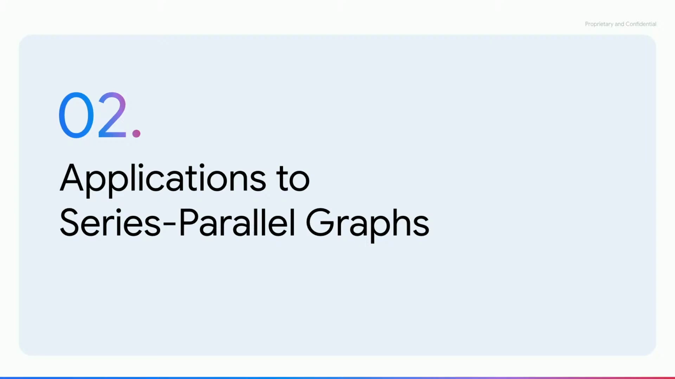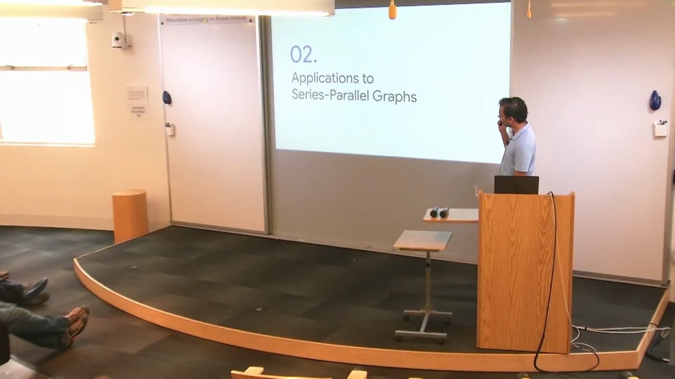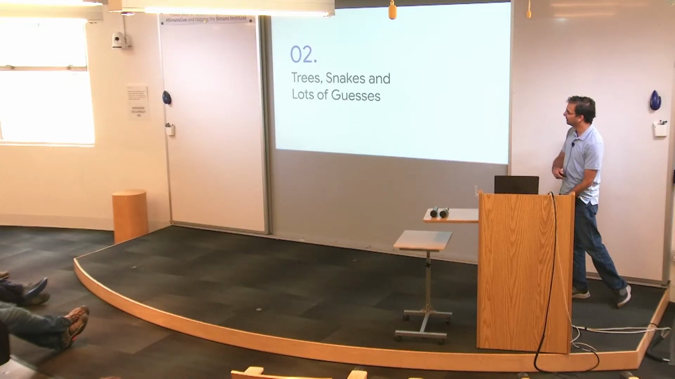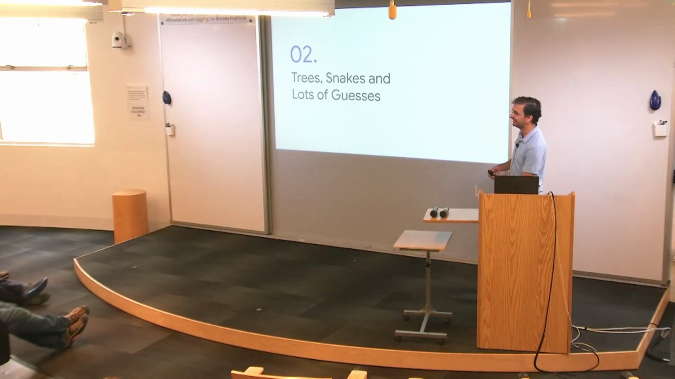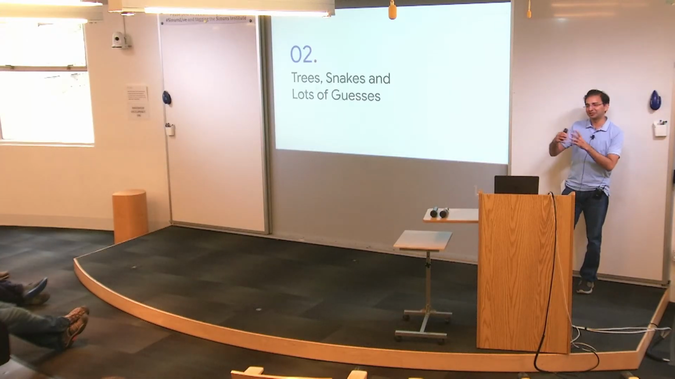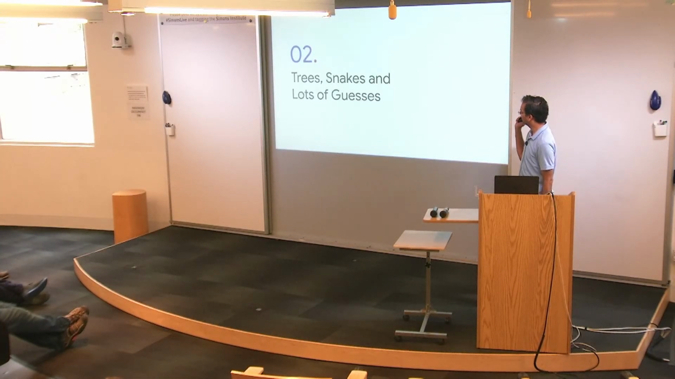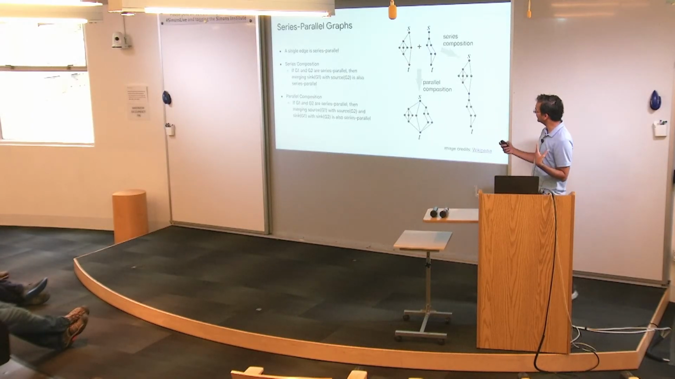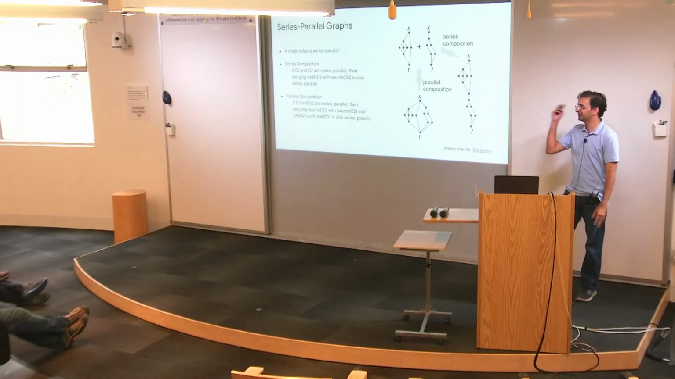Good. So that concludes my general tools. Now let's look at some specific applications to series parallel graphs. One of my co-authors likes to title this part of the talk as trees, snakes, and lots of guesses. So this is going to be super informal. I'm going to bombard you with new graph families. If you don't understand them, that's fine, but they're super simple. And this was a lot of fun. Okay, so first, what are series parallel graphs? This is standard. This is not new.